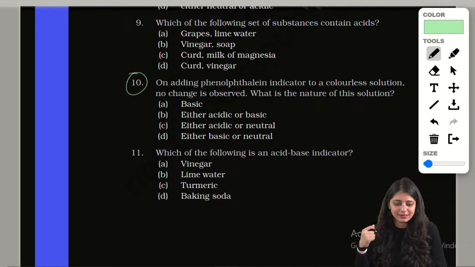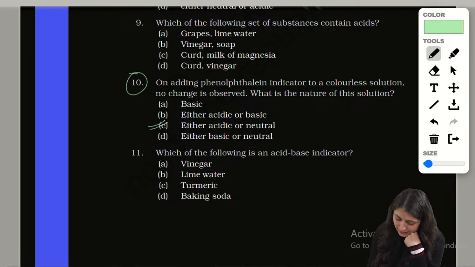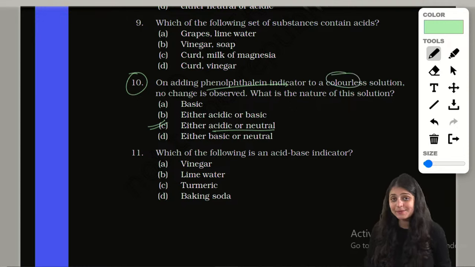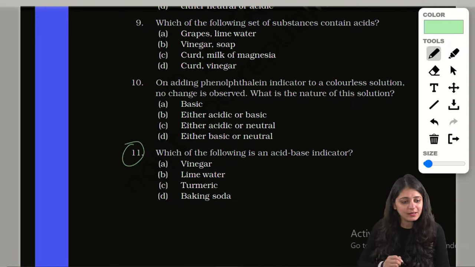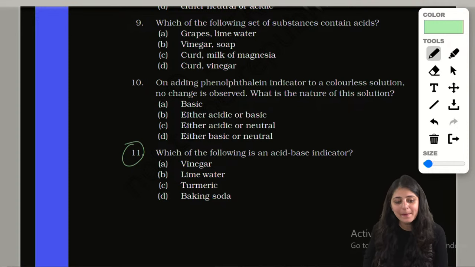Everybody is saying it's option C. Achha, aap logon ne solve bhi kar diya. Chalo. Bilkul sahi. Option C is the correct answer. Phenolphthalein, acidic ya fir neutral medium mein कलरलेस रहता है. बेसिक में क्या हो जाता है? लाइट पिंक. Moving on to question number 11. Which of the following is an acid base indicator? इनमें से एसिड बेस इंडिकेटर कौन सा है? Vinegar, lime water, turmeric, baking soda.